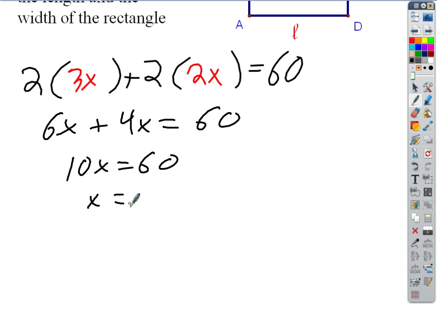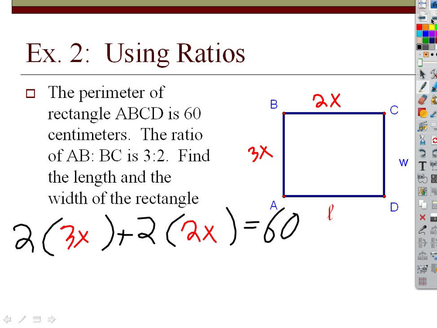x equals 6. So if we go back then to our drawing here, that 6 is the number we're going to extend each side by, right? So this is actually, instead of 3x, the number 18, and that's the number 12. There you go, right? How about that? Not that big a deal, right? Okay.